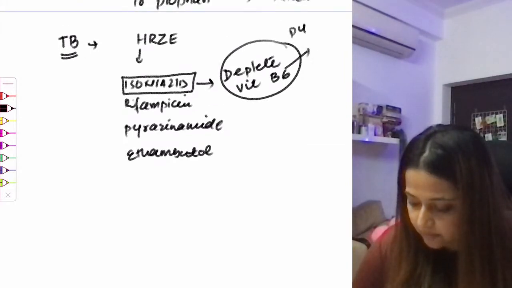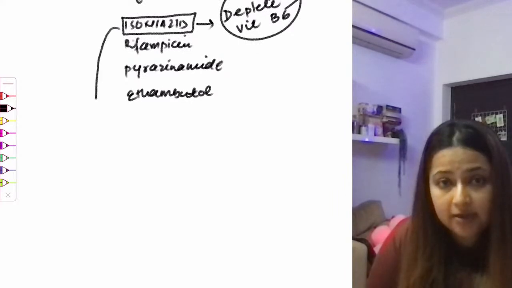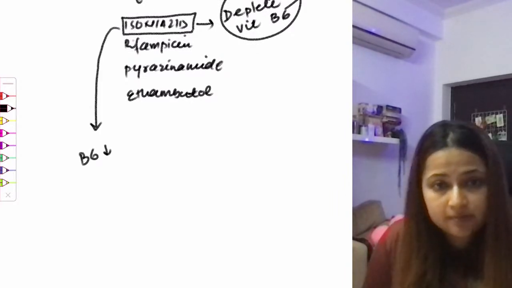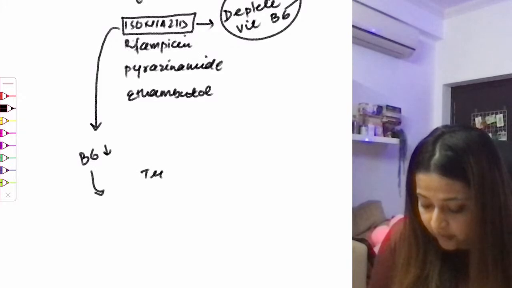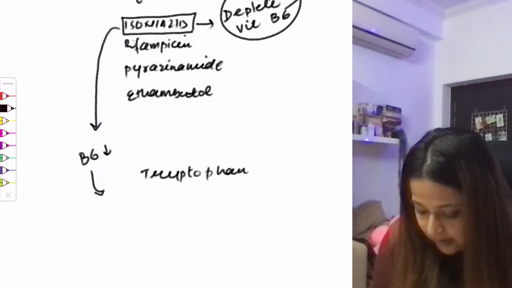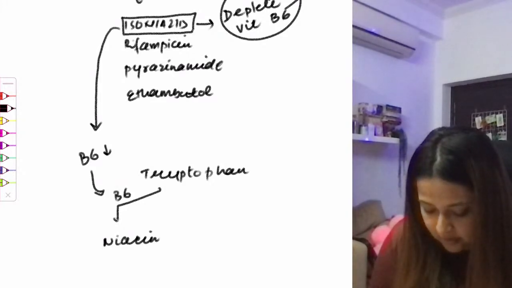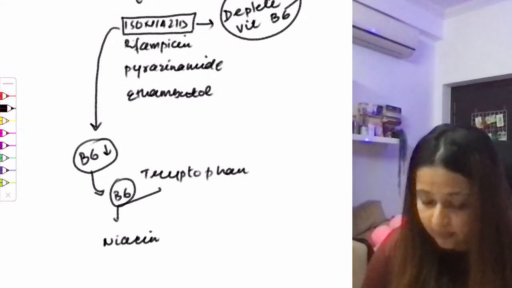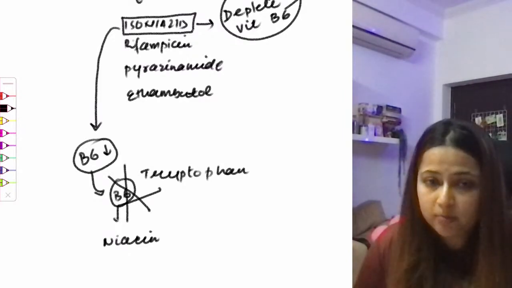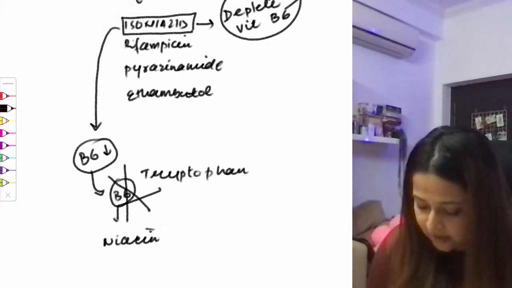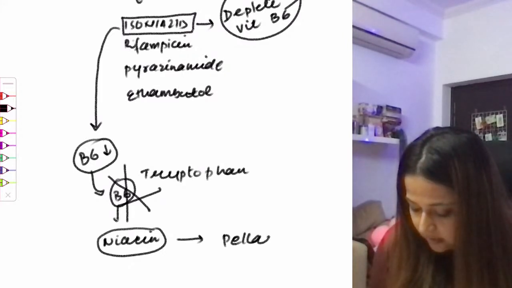B6 is pyridoxine. So what you expect here is that if someone is taking isoniazid, B6 levels could reduce. If B6 levels are reducing, now go back to that reaction again. Tryptophan getting converted into niacin requires B6 as a cofactor. Now B6 is getting depleted due to isoniazid treatment. So this B6 is not going to be available as a cofactor for this reaction. So ultimately, niacin formation is going to suffer, and the patient would end up having pellagra-like symptoms.